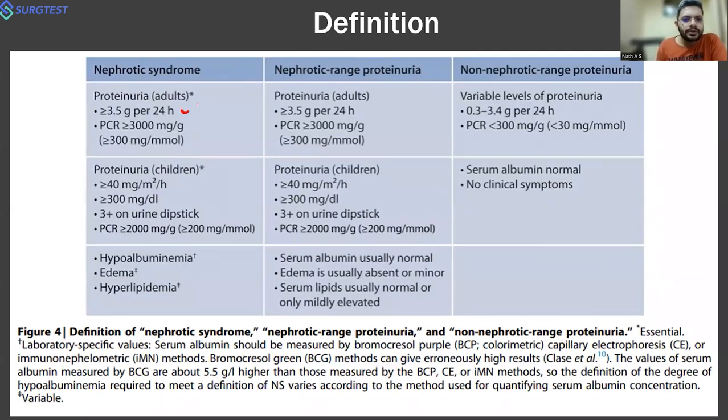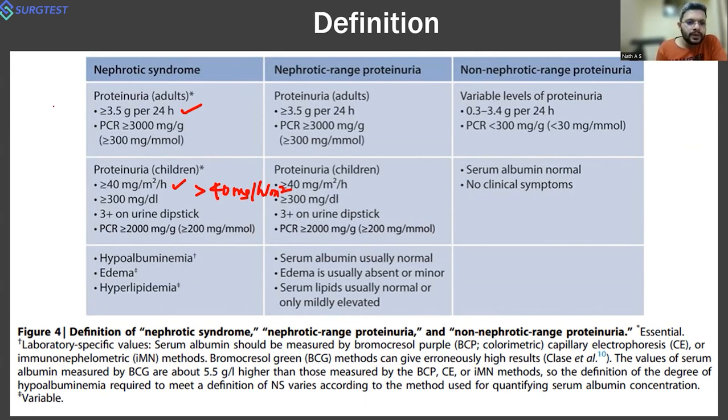What are the salient things that you have to note? We already know the definition in adults: more than 3.5 gram of proteinuria in a day, 3,500 mg. In children, we already discussed that last time: more than 40 mg per hour per meter square. Or 3 plus on a urine dipstick if you don't have the 24-hour collection, or more than 300 mg per deciliter, or a PCR more than 2.